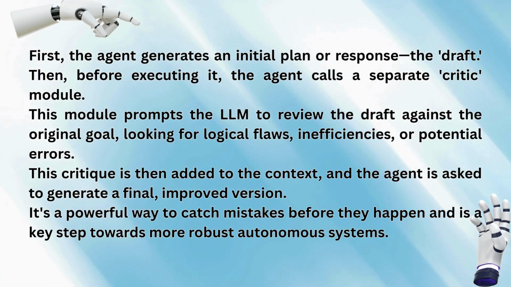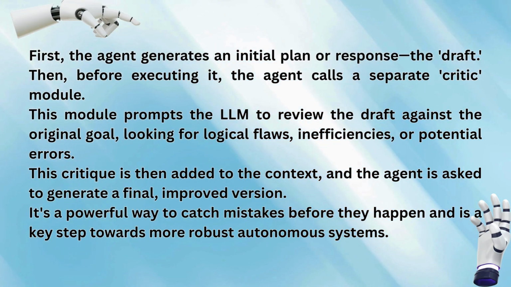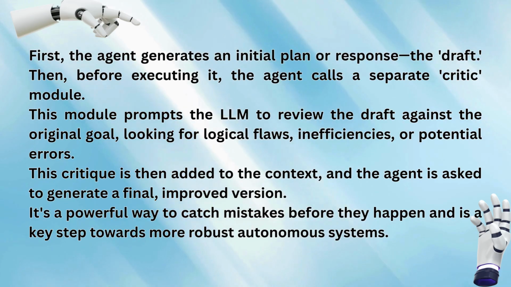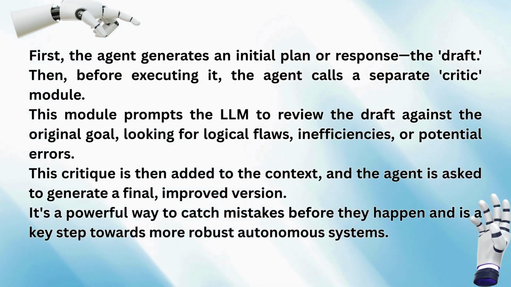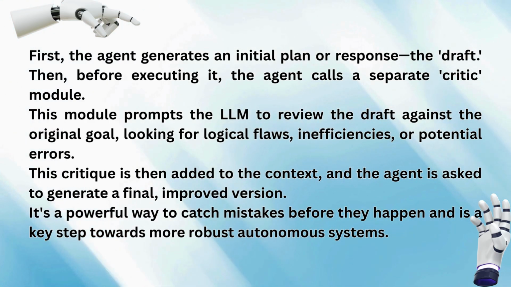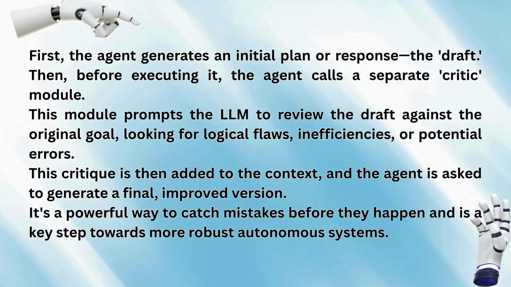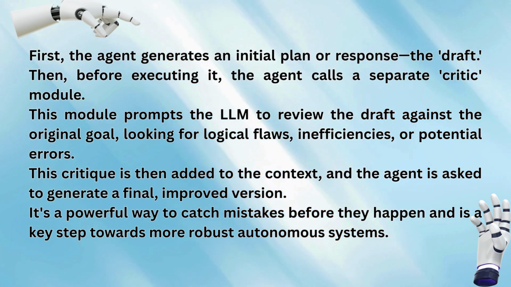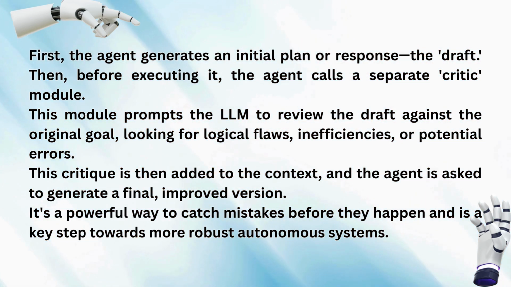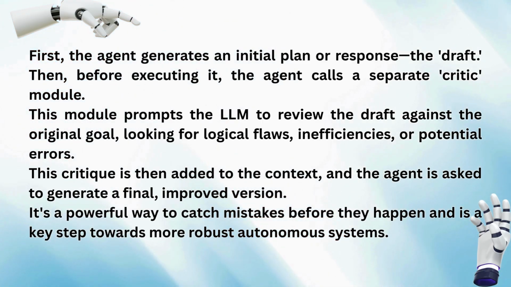Then, before executing it, the agent calls a separate critic module. This module prompts the LLM to review the draft against the original goal, looking for logical flaws, inefficiencies, or potential errors. This critique is then added to the context, and the agent is asked to generate a final, improved version. It's a powerful way to catch mistakes before they happen and is a key step towards more robust autonomous systems.